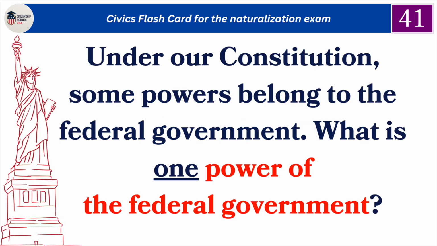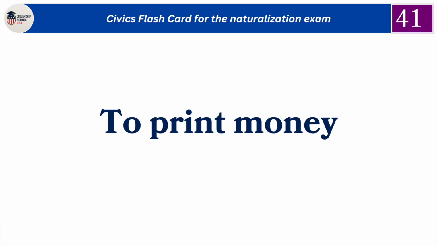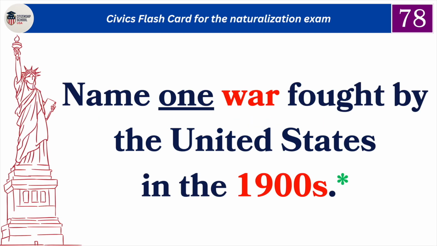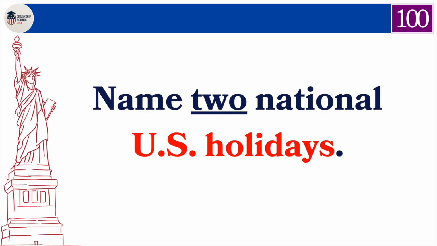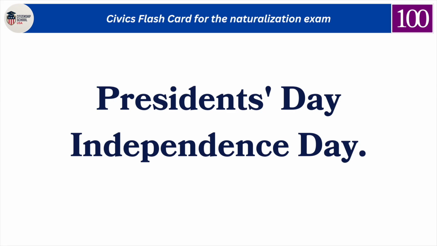Under our Constitution, some powers belong to the federal government. What is one power of the federal government? To print money. Name one war fought by the United States in the 1900s. World War I. Name two national U.S. holidays. President's Day, Independence Day.